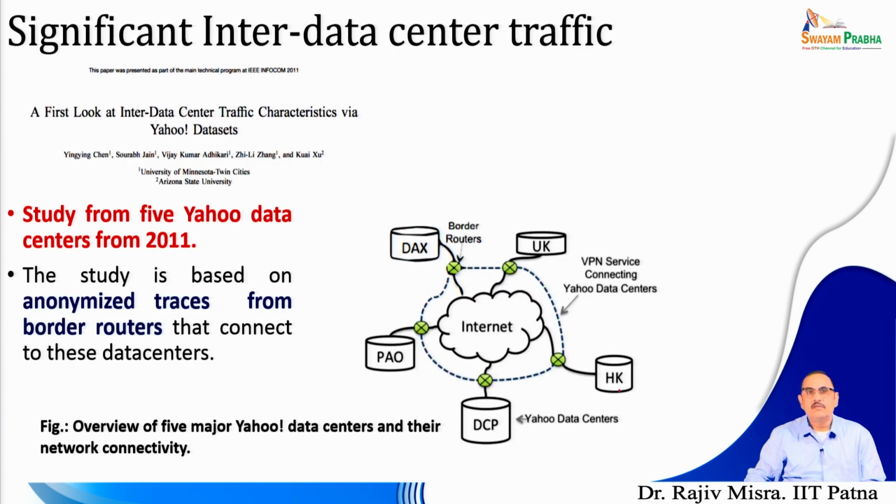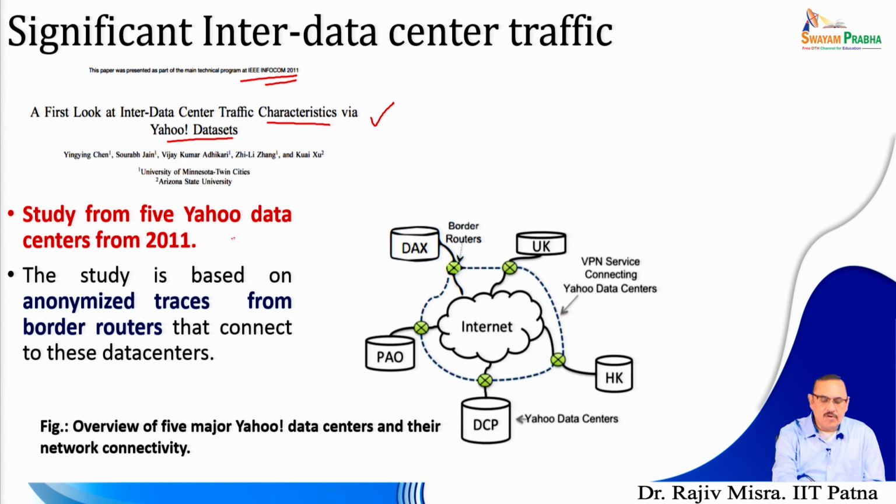Now, let us see about the traffic. There was a paper published in 2011 in the Infocom conference titled "A First Look at Inter Data Center Traffic Characteristics via Yahoo Datasets." This particular paper has shown what kind of data center traffic is being experienced, and that is good enough to design the inter data center networking.